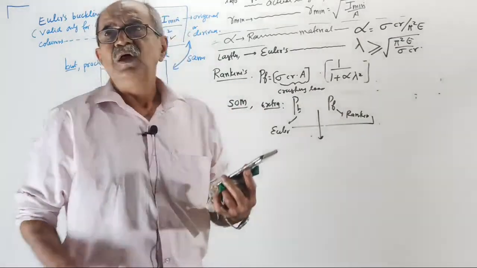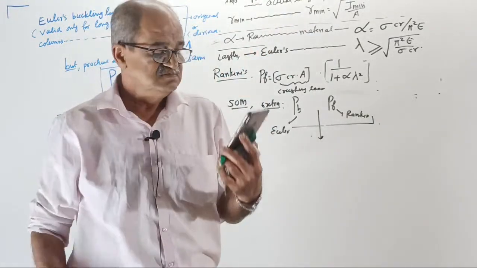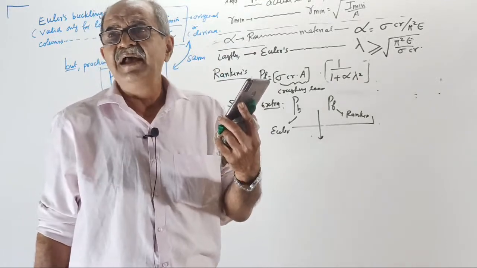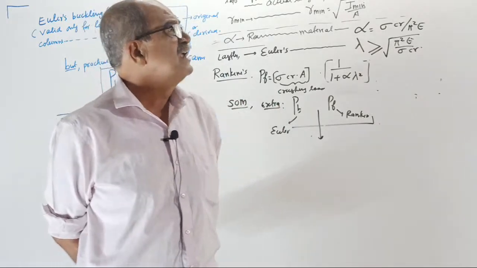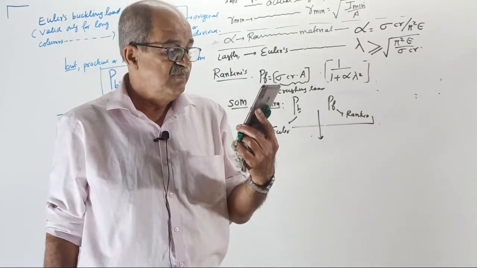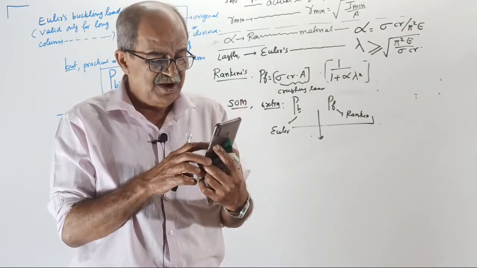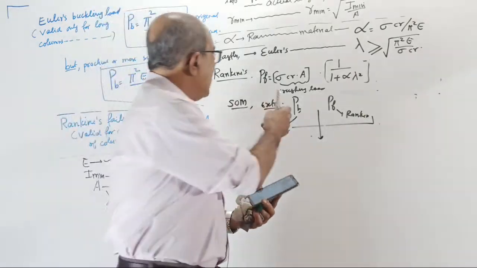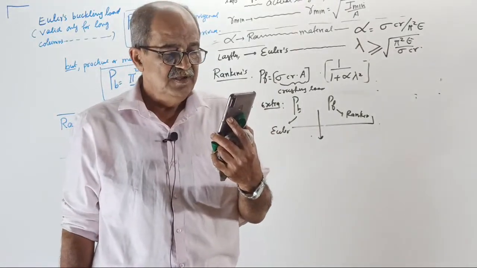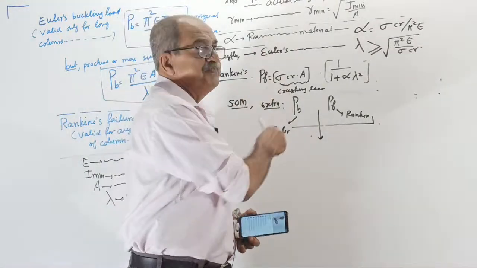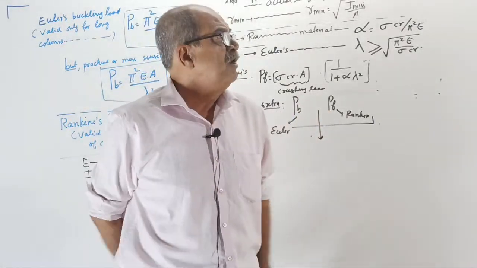Suppose there is a column which fails by buckling at 100 kilonewton. You will tell, okay, apply 100 kilonewton. Or a column which by Rankine's formula fails at 500 kilonewton. So how much shall I apply? Apply 500. How did the idea come? I don't know. By mistake actually, it is not possible. These are failure loads. Are they permissible load? They are failure load.